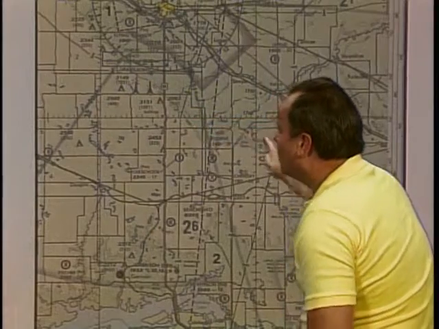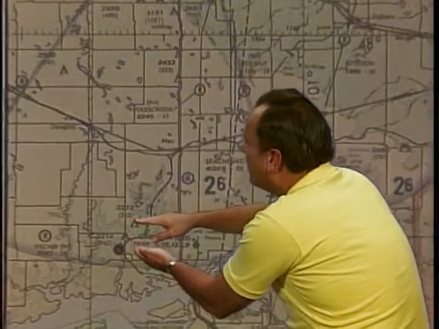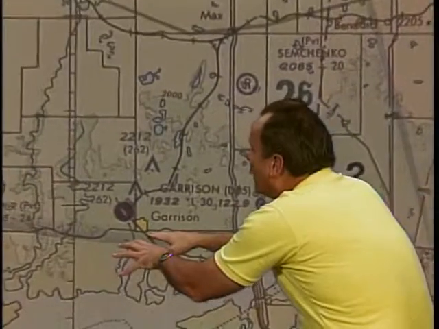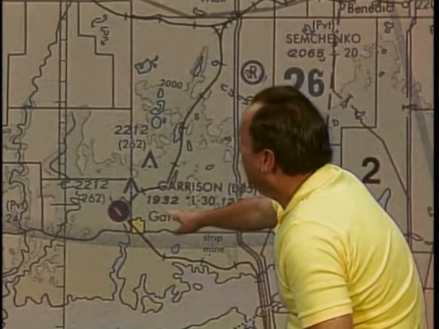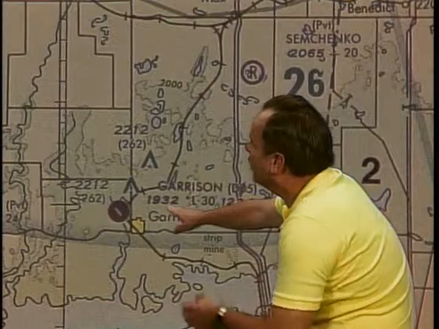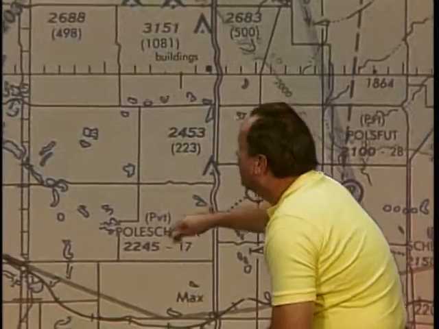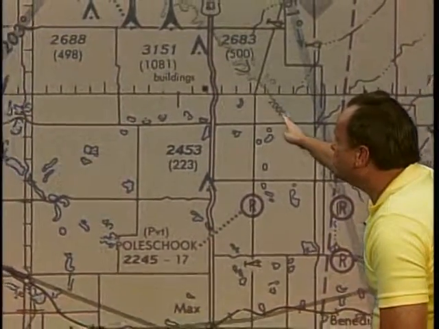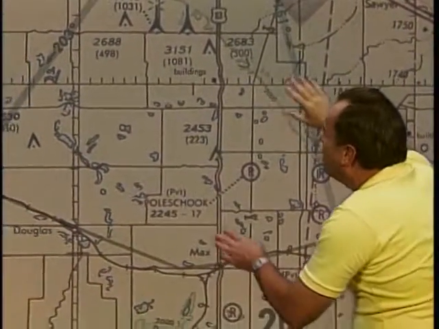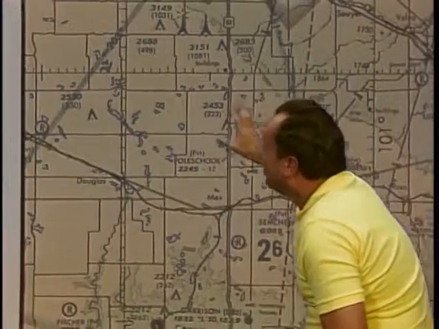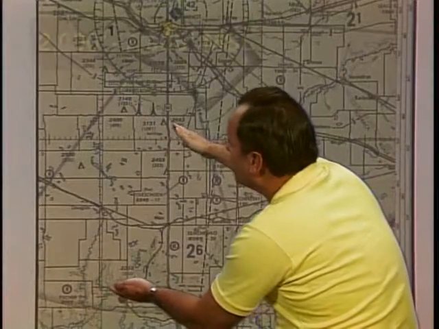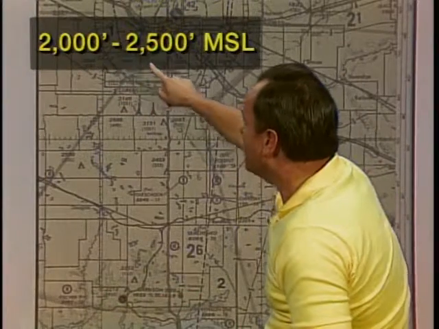Well, here's a contour line like so, and we know that they come at 500-foot intervals. On the green side of the contour line, we can look at this airport at Garrison, and the elevation of that airport is 1932, and up here we see another airport, good old Polshuk, for instance, is 2245 in the tan area. So that contour line, as you can see, is the 2,000-foot contour line. It says so right there. The green area is less than 2,000 feet. The tan area is above 2,000 feet. Since the contour intervals are 500 feet, this tan area is between 2,000 feet and 2,500 feet MSL.